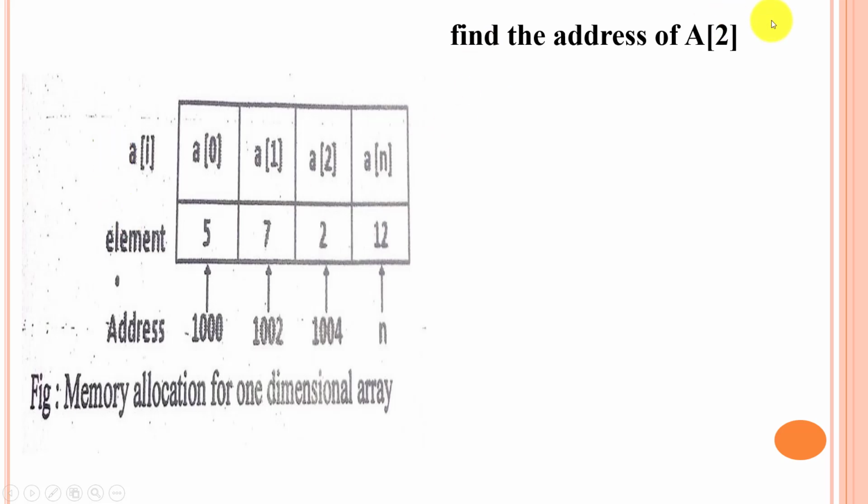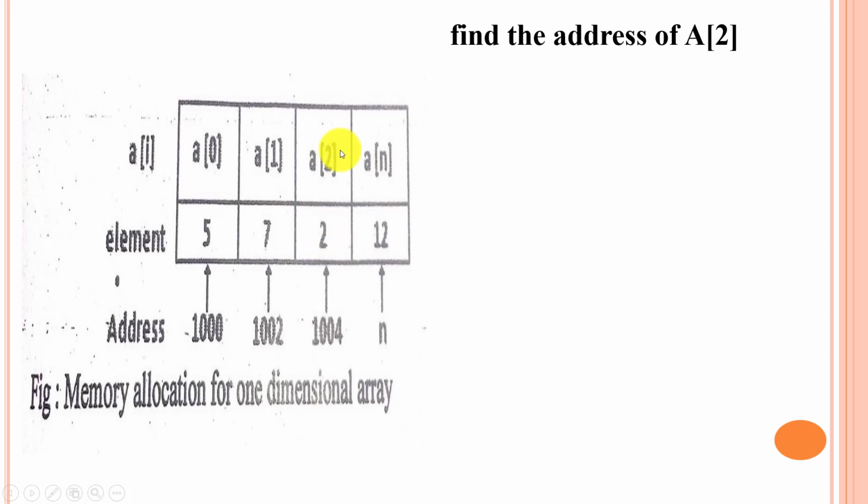Now here let's consider A of 2. A of 2 is not the second element; I am not talking about the element here. We are talking about the element which is located at the second position, or you can consider it as a position.